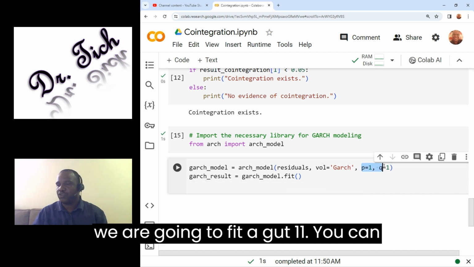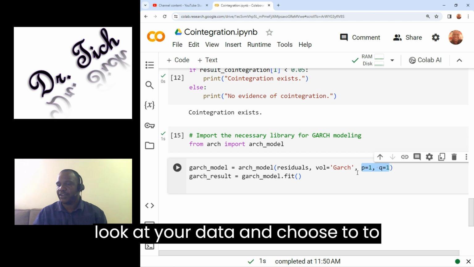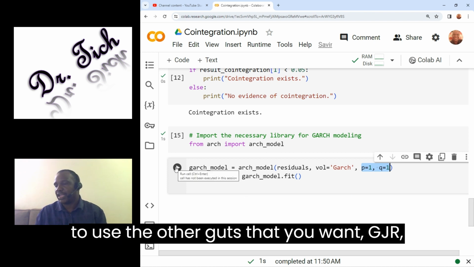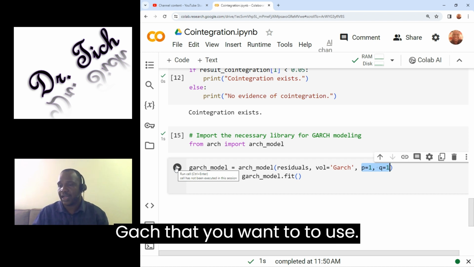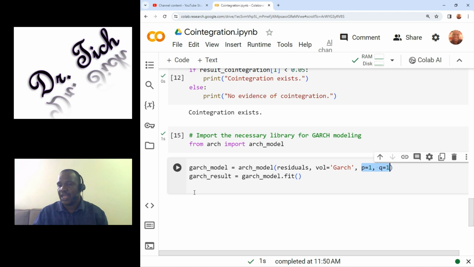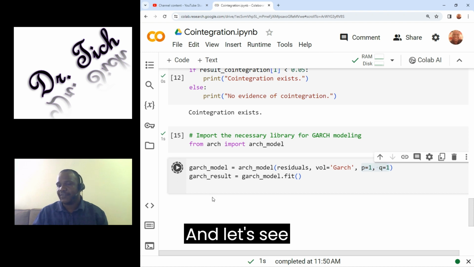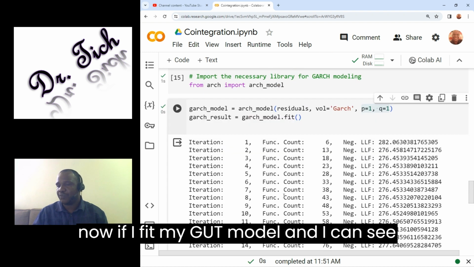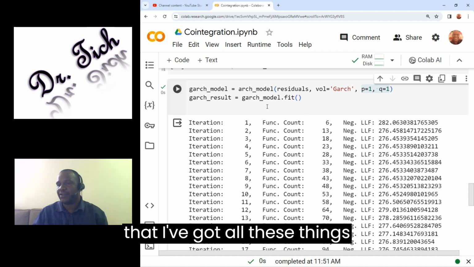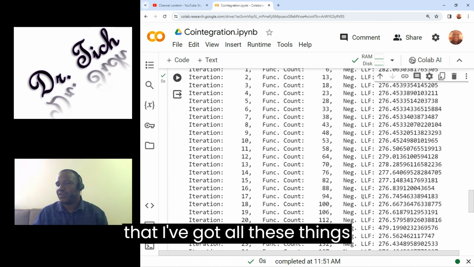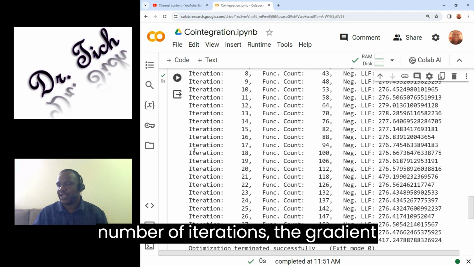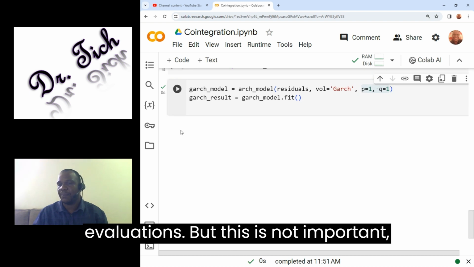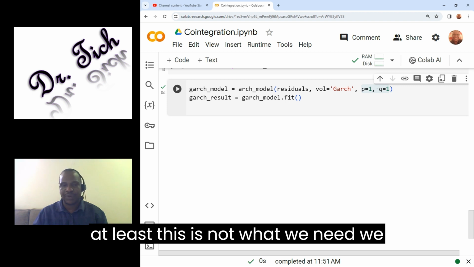So we are going to fit a GARCH(1,1). You can look at your data and choose to use the other GARCH that you want, GJR-GARCH or some other GARCH that you want to use. And let's see now if I fit my GARCH model, I can see all these things that it's giving me, showing me the number of iterations, the gradient evaluations, but this is not important. At least this is not what we need.